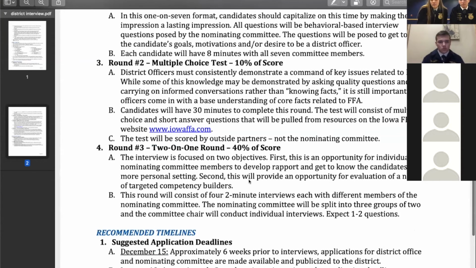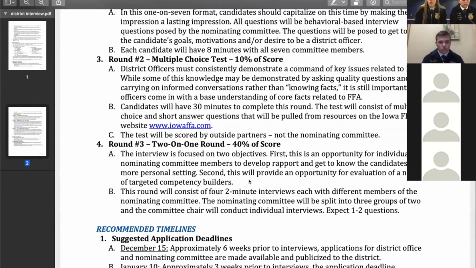And then the last part of it is you have a 2-on-1. So basically the nominating committee splits up into 8 different groups. So it's 2 people, 2 people, 2 people, and it's just a rotation. And you have 2 minutes with the 2 nominating committee members, and they'll ask you 1 to 2 questions. So this is more of a personal based interview. And just be prepared for any of the questions, to talk about anything.